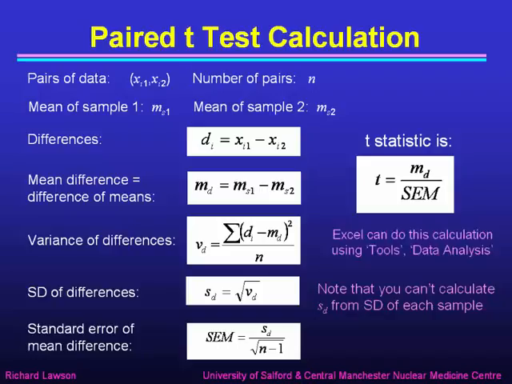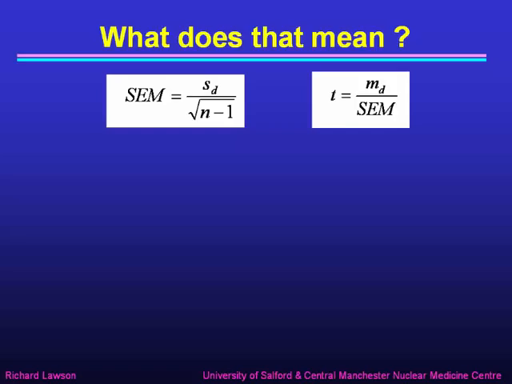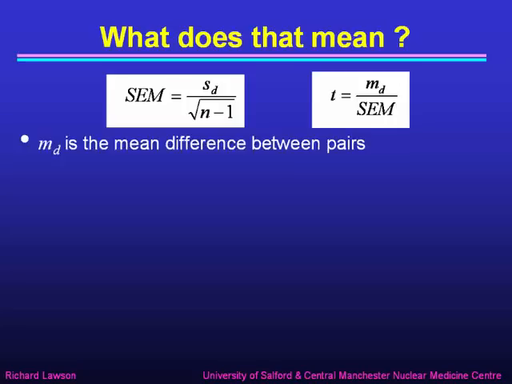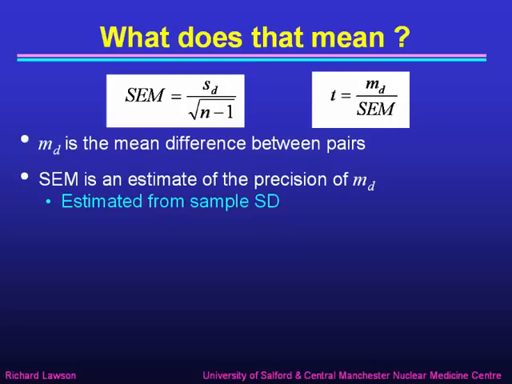Don't worry that that calculation is rather complicated. Excel can do it using its data analysis tool. So what does it all mean? Well, MD is the mean difference between the pairs, as we've seen, and the standard error of the mean is an estimate of the precision of that mean difference.